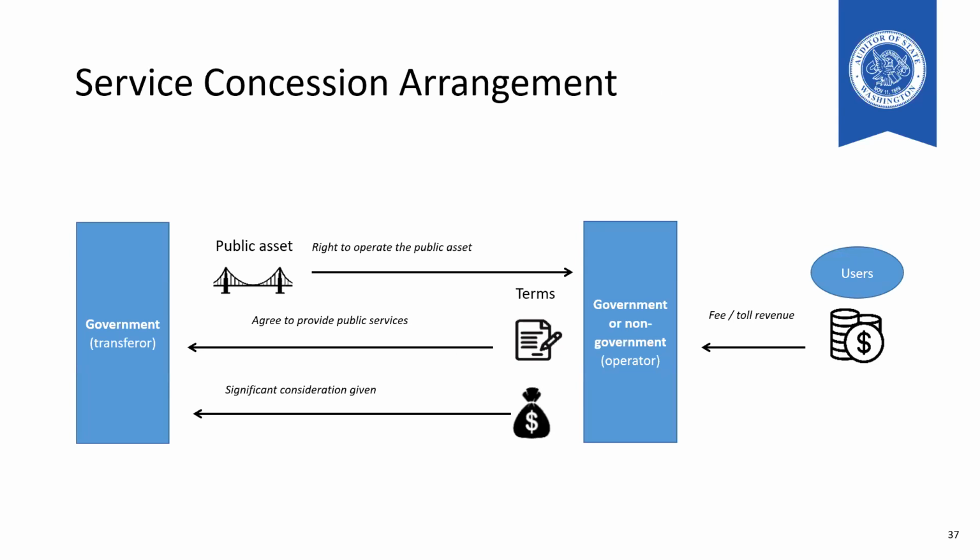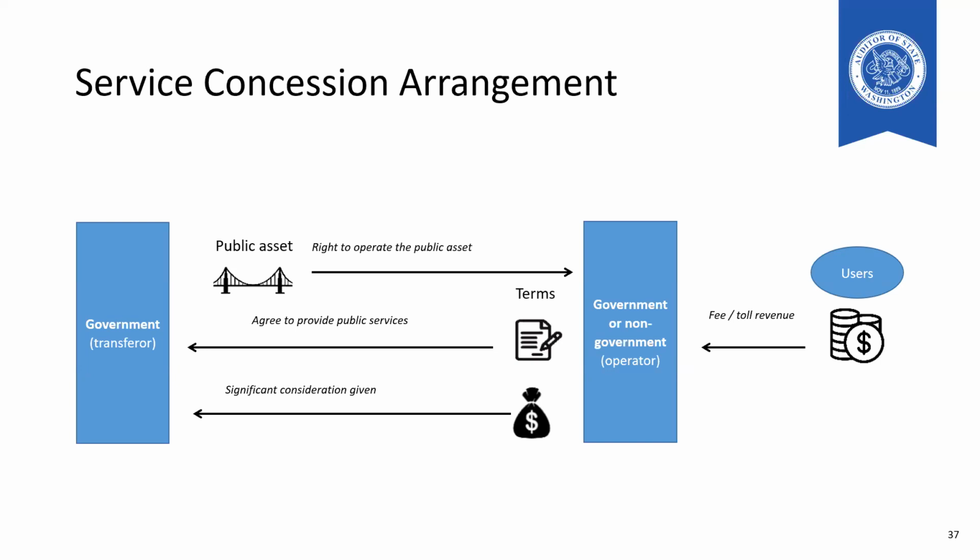Well, here's a visual of service concession arrangements. You'll notice a couple things are the same as the PPP slide. The transferor is still giving the right to operate the public asset to the operator, and the operator is still agreeing to provide that public service. What's different here is that the operator is giving significant consideration to the transferor, and the operator is being paid by those third-party users to provide that public service, rather than being paid by the transferor.